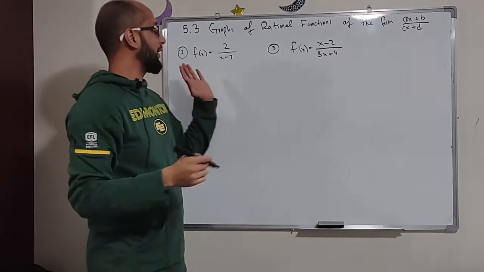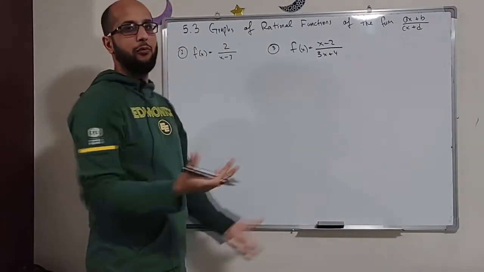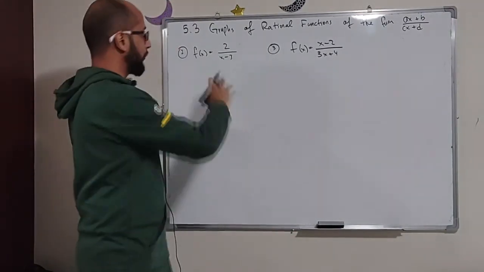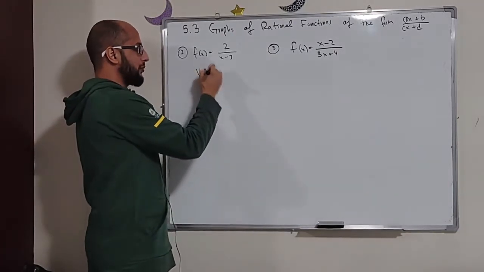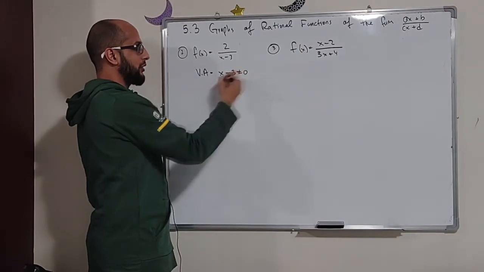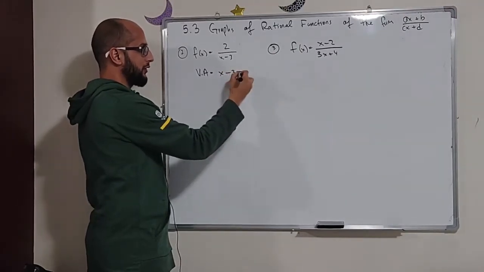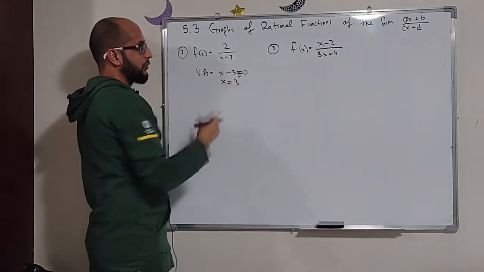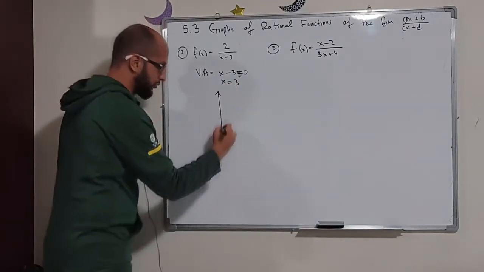For the next ones, let's look at how would we graph these functions. We're going to take whatever piece of information that we have. So first thing we know here is that the vertical asymptote will be at x minus 3 cannot equal 0, so it's equal to 0 because that's the vertical asymptote. So at x equals 3, we have our vertical asymptote.